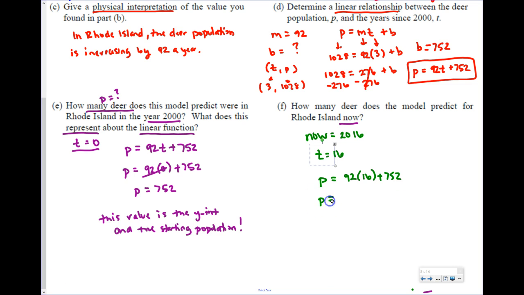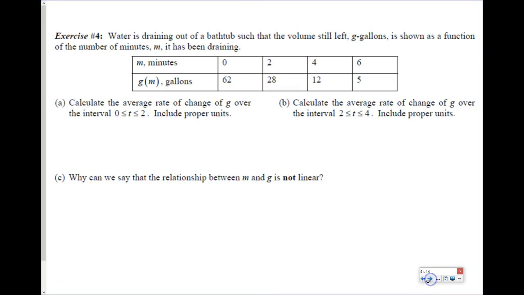That means that p is going to be 1,472 plus 752, and that makes p equal to 2,224 deer in 2016. Okay? So that's us predicting our Rhode Island now. Okay? Alright, that finally onto our last linear problem.